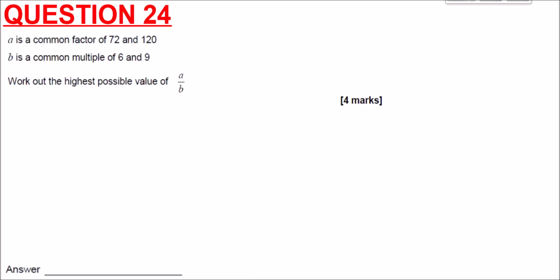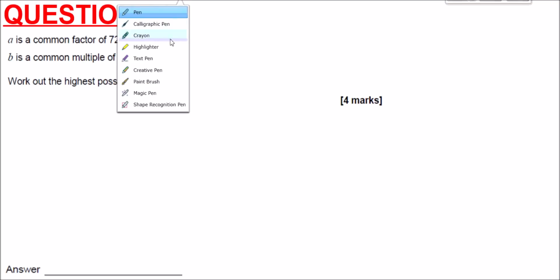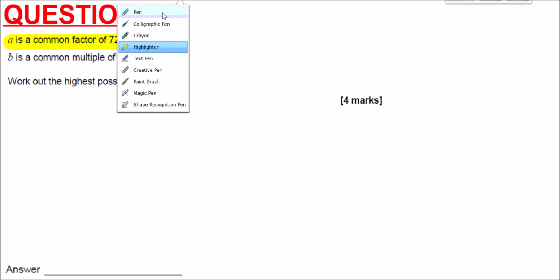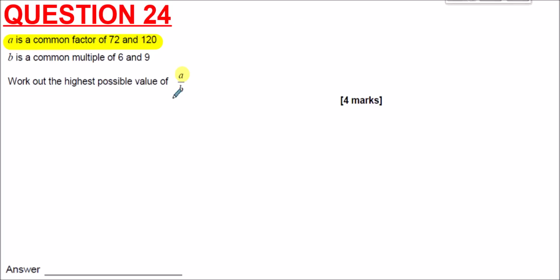Question 24. We're told that a is a common factor of 72 and 120, and b is a common multiple of 6 and 9. Work out the highest possible value of a over b. So for this one, if we just think of a first, and think of the factors of 72 and the factors of 120. With a calculator, working out factors is much easier because we can just divide by 1, divide by 2 as quickly as we like.